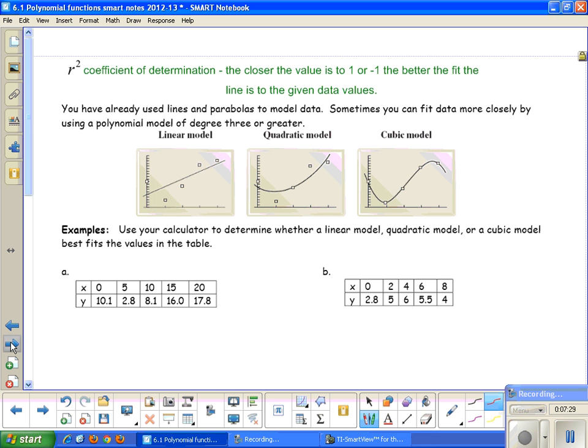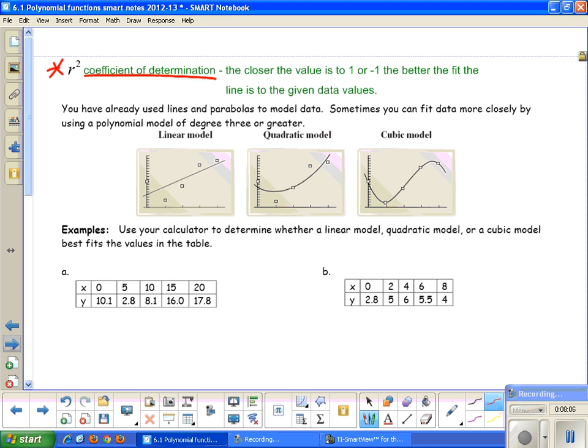The next thing we're going to do is we're going to model this kind of data. So remember that before, this r squared value we called the coefficient of determination. The closer the value is to 1 or negative 1, the better the line fits the given data values. So you want to make sure you write that down, because that's important. That helps us find the models on our calculator for this data that we're given. You've already used lines and parabolas to model data. Sometimes you can fit data more closely by using a polynomial model of degree 3 or greater.